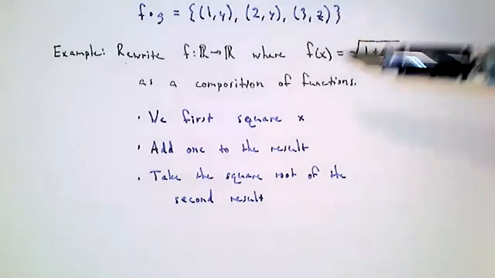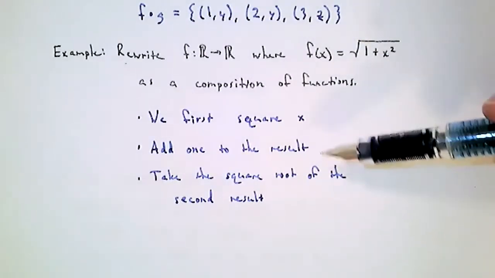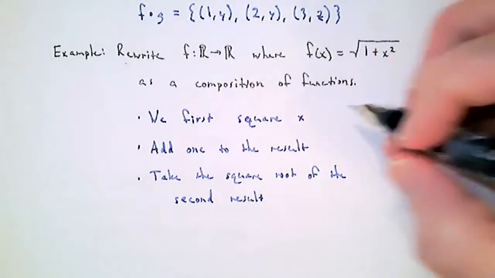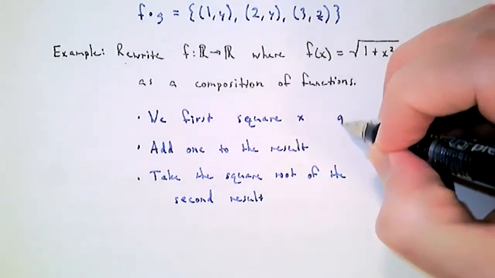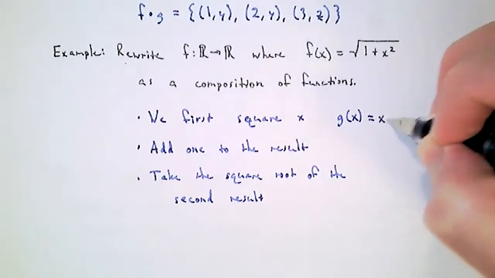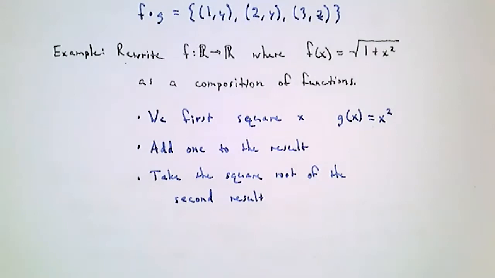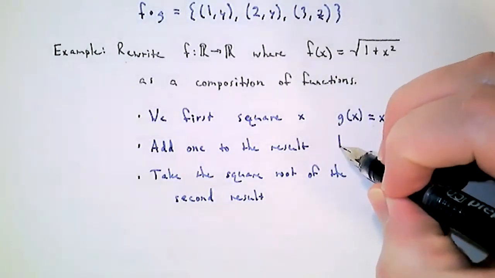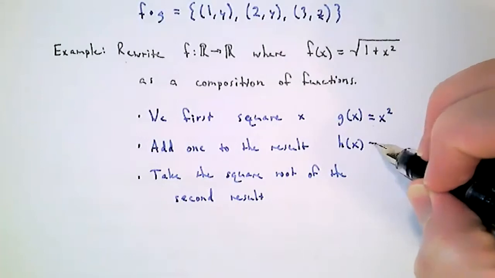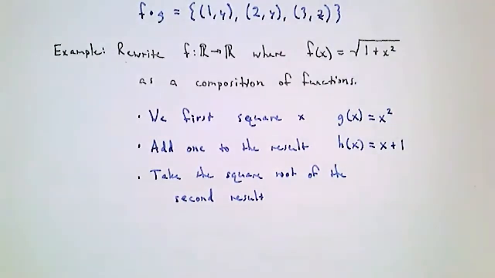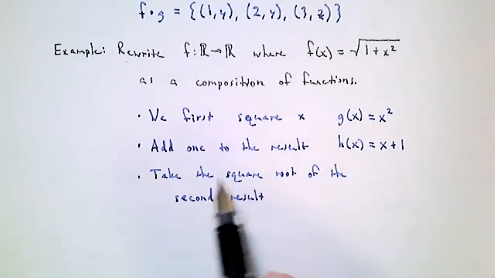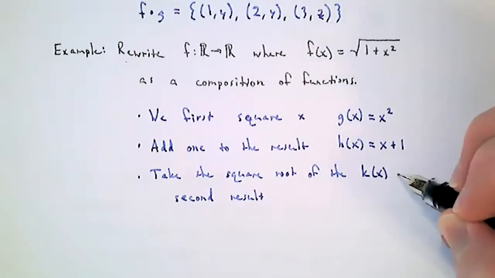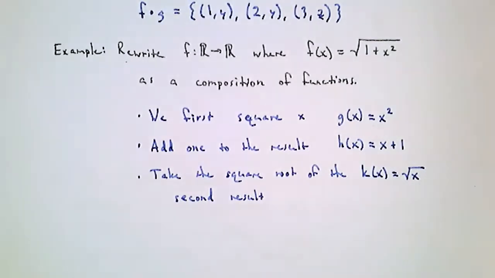Okay. So let's think about each of these steps as a separate function. This first step, squaring, would correspond to just the square function. Maybe we'll call it g of x equals x squared. And then adding 1 to the result would correspond to another function, just taking a value and adding 1 to it. And then finally, we take the square root of something. That would be maybe a third function. I'll call it k. Just a single square root.